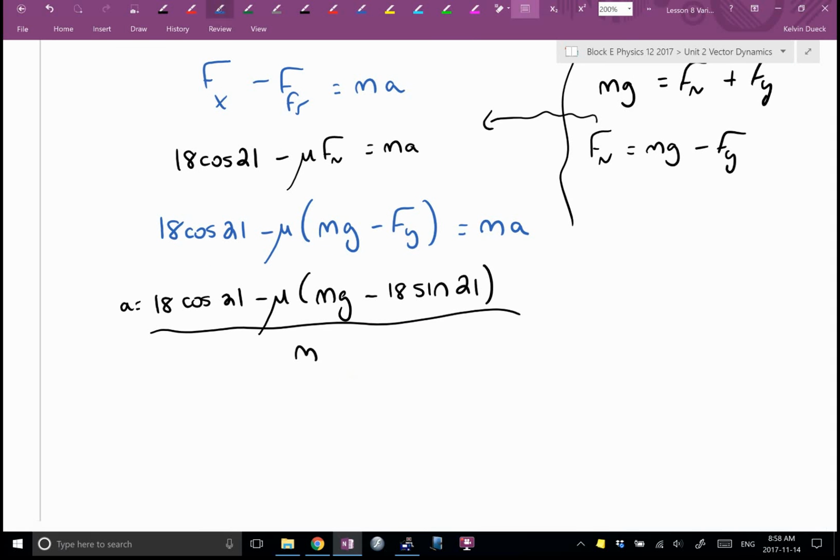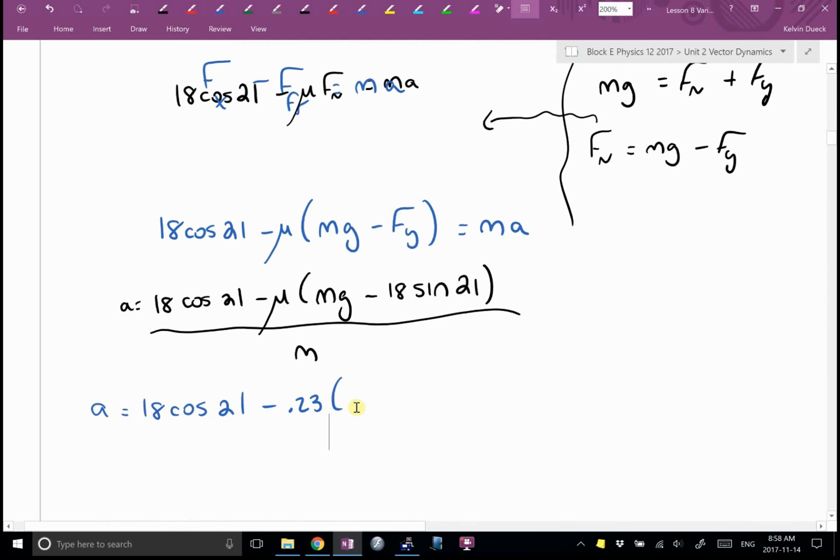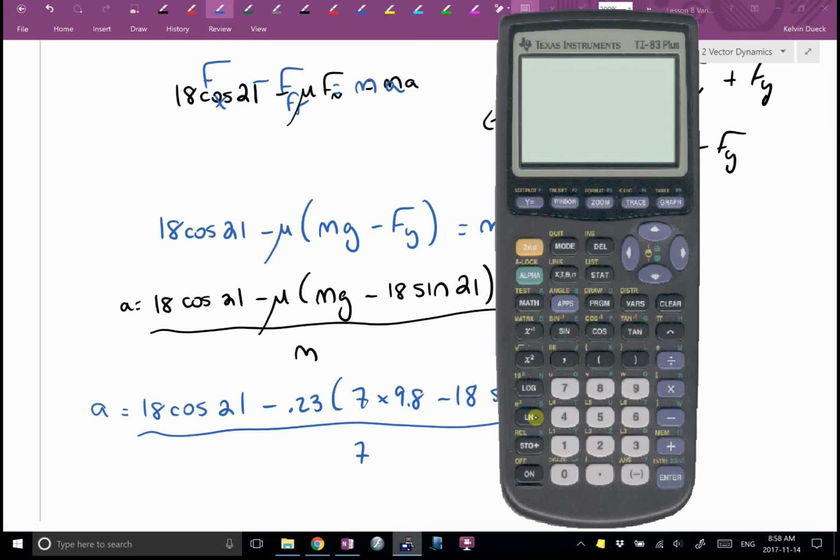I think now it's plug and chug. A is going to be 18 cos 21 minus, I've scrolled down, what's mu? I don't know, what's mu with you? What's mu? 0.23. Bracket. M. Was it 7? Yep. Times 9.8 minus 18 sine 21, all divided by 7. I've got to be honest, I could type all this in, but this is about where my ugliness on a calculator reaches its limits. Although some of you with those nice Casios might find this easier.